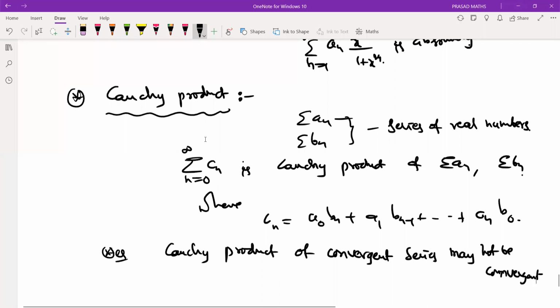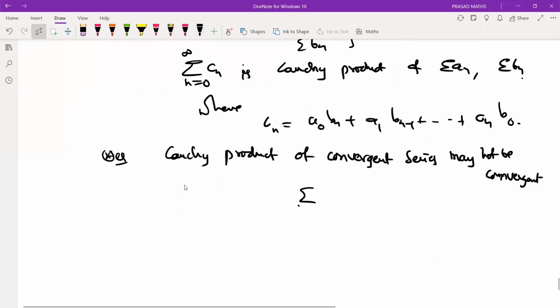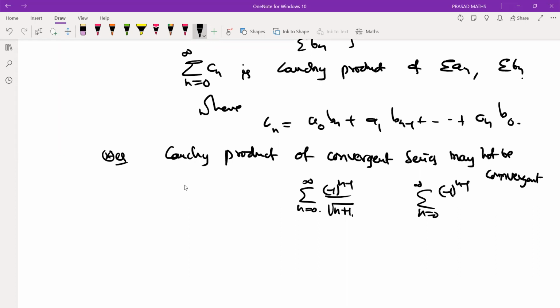Example, suppose you take this. You can take it from 0 also. This is meaningful, n equals 0 also. So this is convergent by the Leibniz test. This also is convergent by the Leibniz test, because we have seen it is a positive term series and as n goes to 0, it is decreasing. Therefore, this is convergent. But we claim that the product is not convergent.